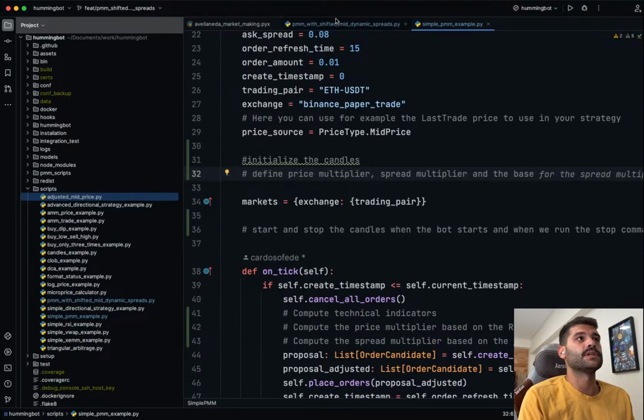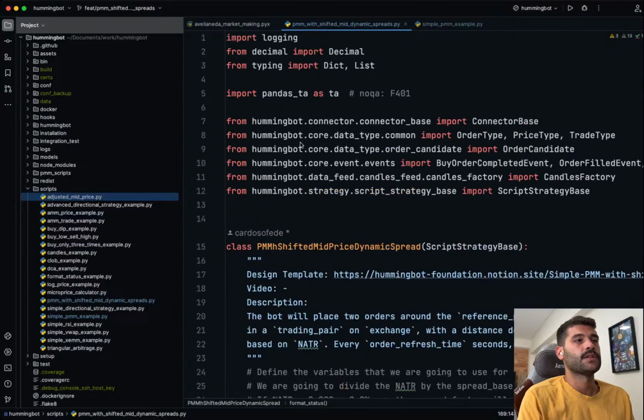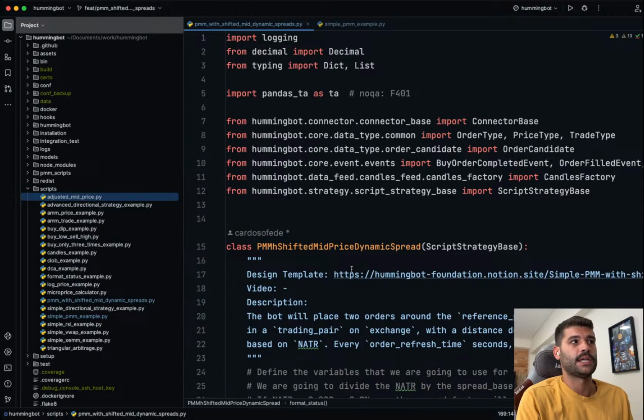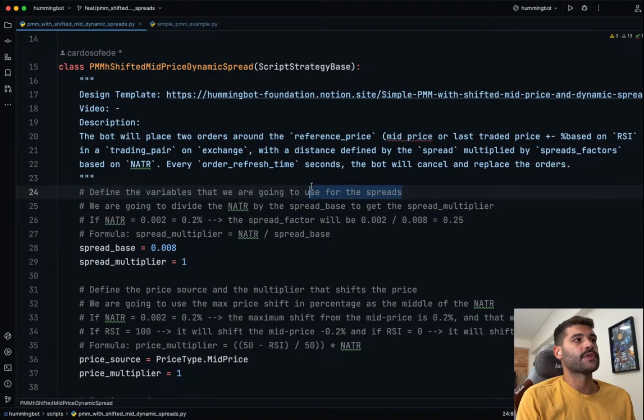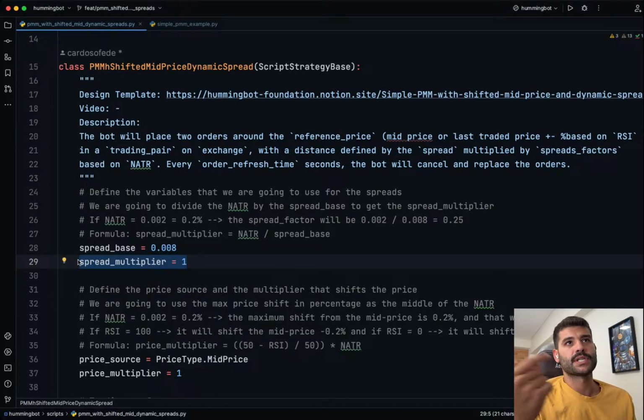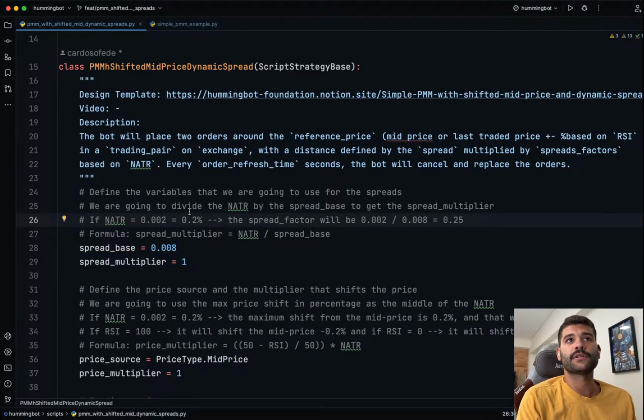So now let's review the strategy that I created for you to see the implementations that I added, the ones that I mentioned just now. So the first thing that we are going to use for the spreads is the spread base. At first, I would like to have 0.8%. The spread multiplier by default will be 1. Then we are going to adjust that spread multiplier based on the NATR. And here you have an explanation. This script will be submitted to the code base later on, so don't worry about that. But let's study this one now.